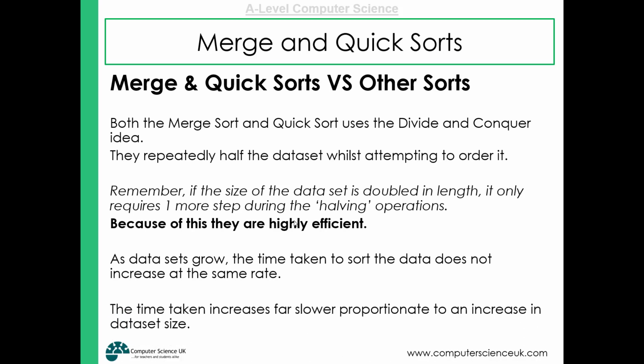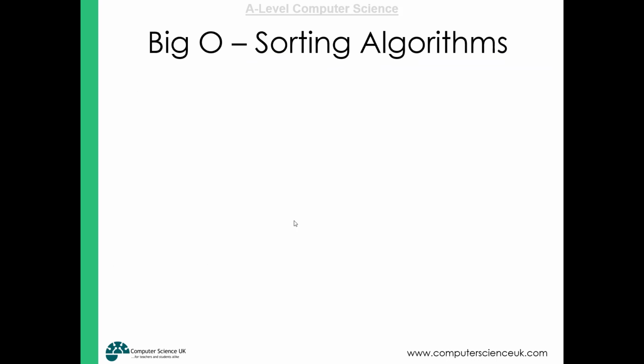Let's have a look at the big O notation for merge sort and quicksort and really try to understand why it is what it is. So let's have a look at the merge sort. Now in the worst case scenario, the merge sort has a big O notation of n times log n, where n is the size of the data set.